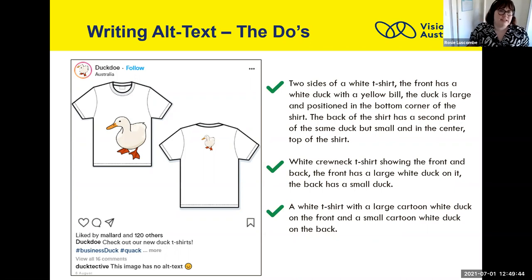The second example is: white crew neck t-shirt showing the front and back. The front has a large white duck on it and the back has a small duck. And the third example is: a white t-shirt with a large cartoon white duck on the front and a small cartoon white duck on the back.